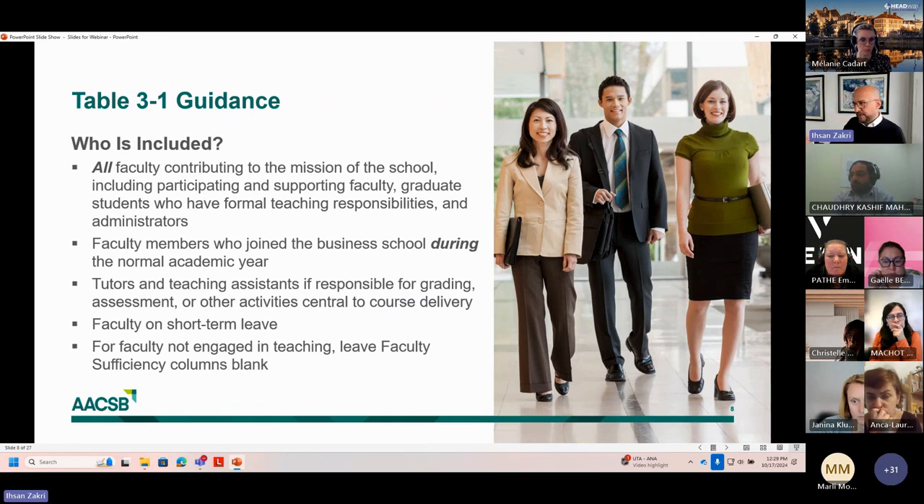Point 2, faculty members who joined the business school during the normal academic year. Because you're reporting over a year, so who joined during the year, because it's not static, things change, people join halfway through the academic year and so on, they must be included in the table. So if somebody joined, although you have a start and finish, let's say you have from September till June, this is what you are counting. There's a start and end for your academic year for the reporting. Somebody joined halfway in January or so on, you include them in the table.